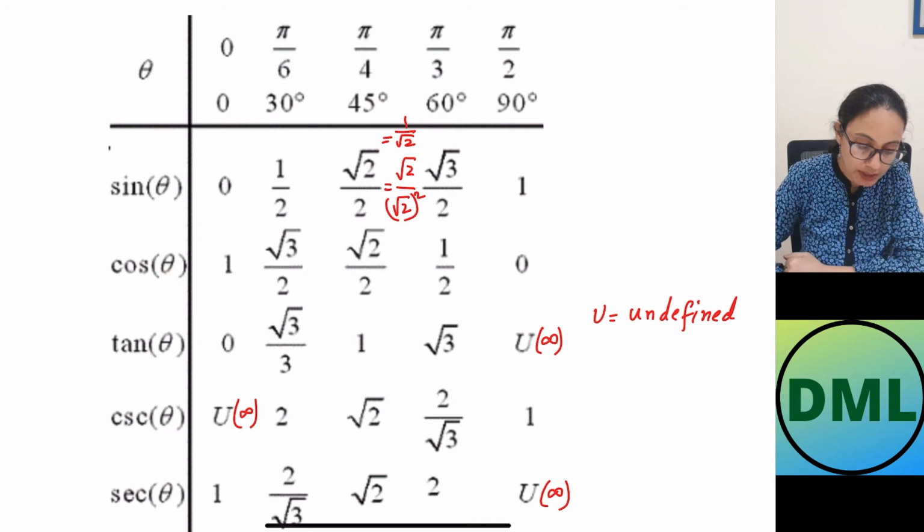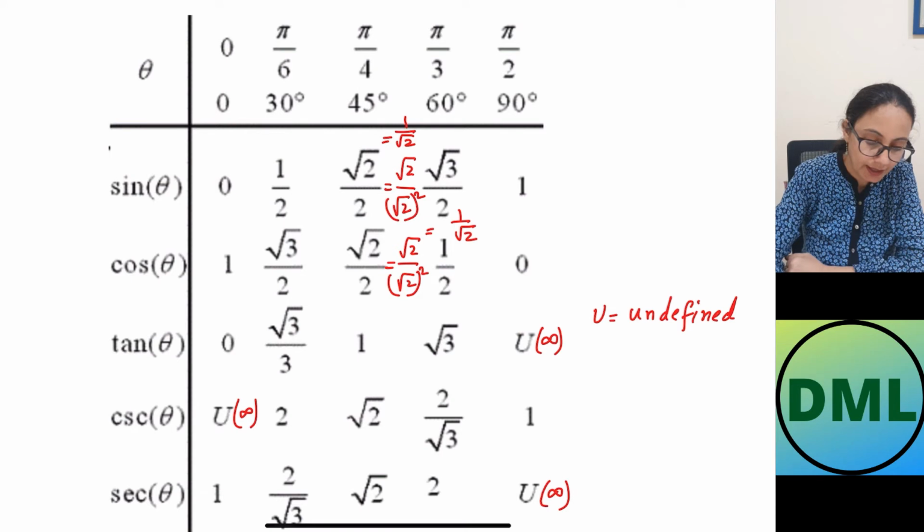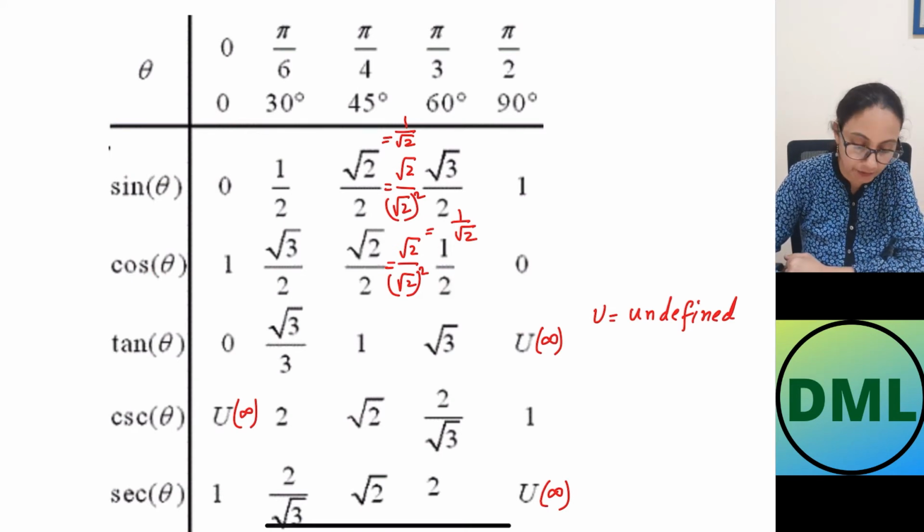Now cos theta: cos 0 degree is 1. Cos 30 degree, which we figured out earlier, is root 3 by 2. Cos 45 degree is root 2 over 2, which will be the same as root 2 over root 2 the whole square, which will be written as 1 over root 2. And cos 60 degree is half, which we figured out earlier, and cos 90 degree is 0.